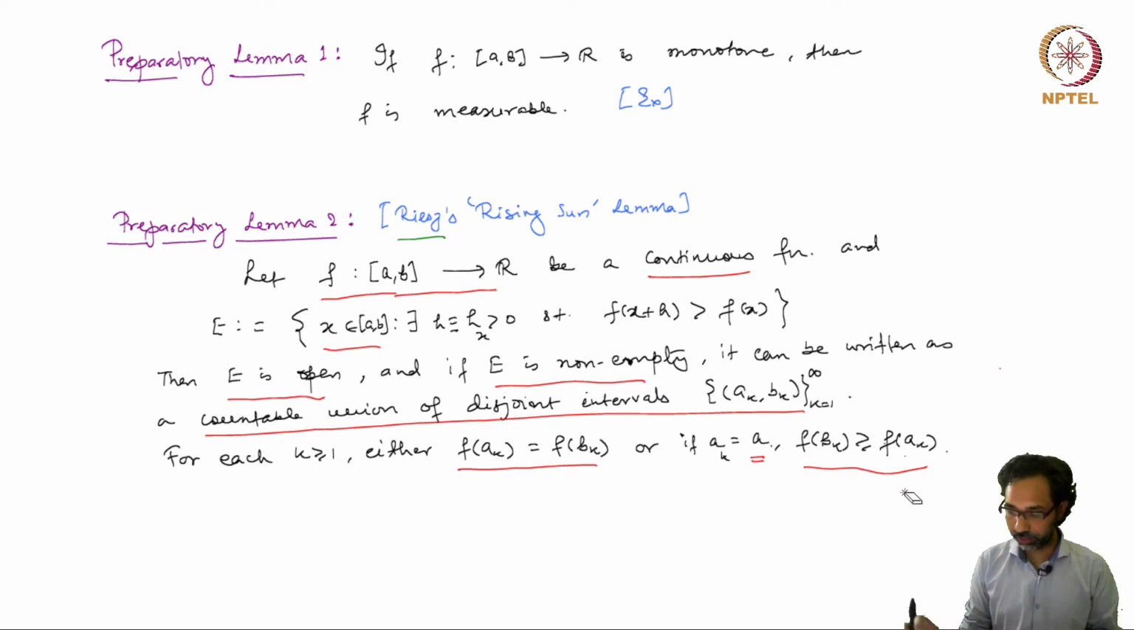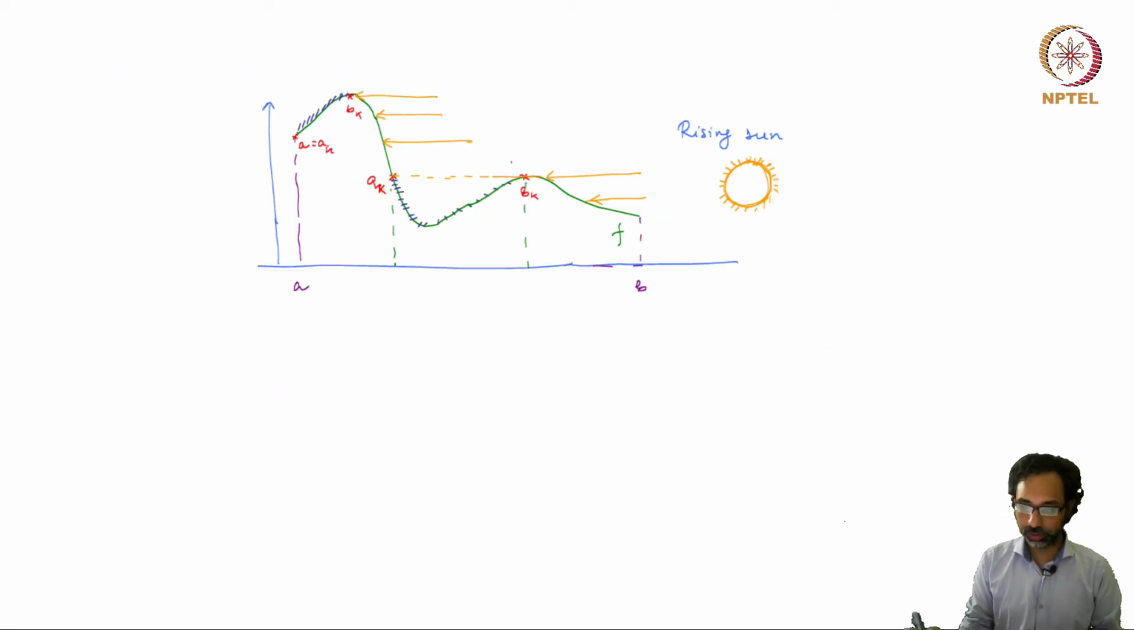Before we proceed, let me give a graphical illustration of why it's called the Rising Sun Lemma. This is the picture we have here. On the right hand side we have the rising sun, rising from the east, so that the rays of the sun are horizontally coming from right to left. These are the rays of the sun, and you have this function f in the green line, the graph of the function f from a to b.